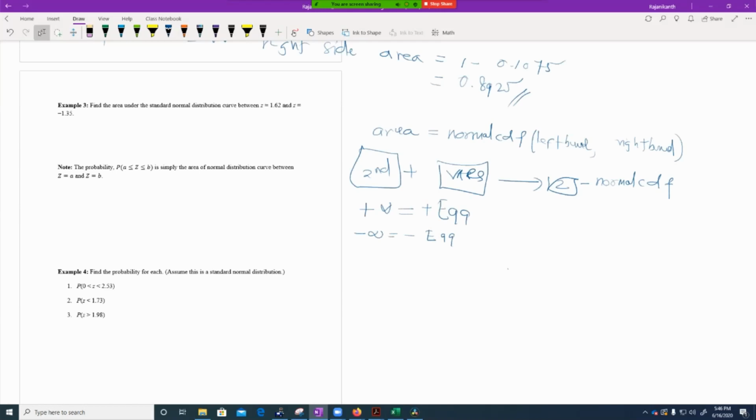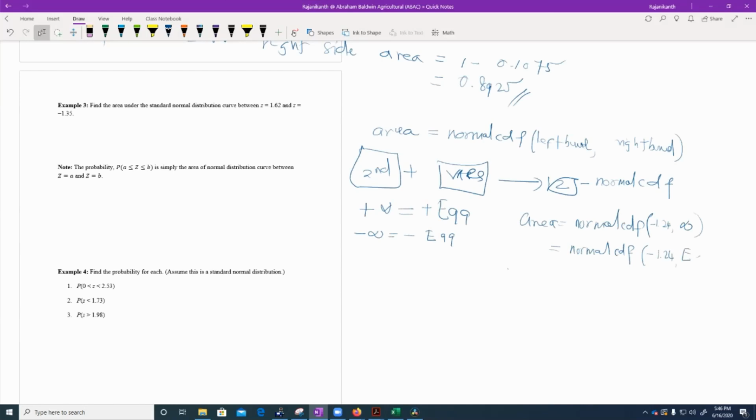Now here I need the normal CDF of the area bounds. My left area bound is negative 1.24. My right side area bound is infinity, right? But how do you type infinity in your calculator? Simply type E99.